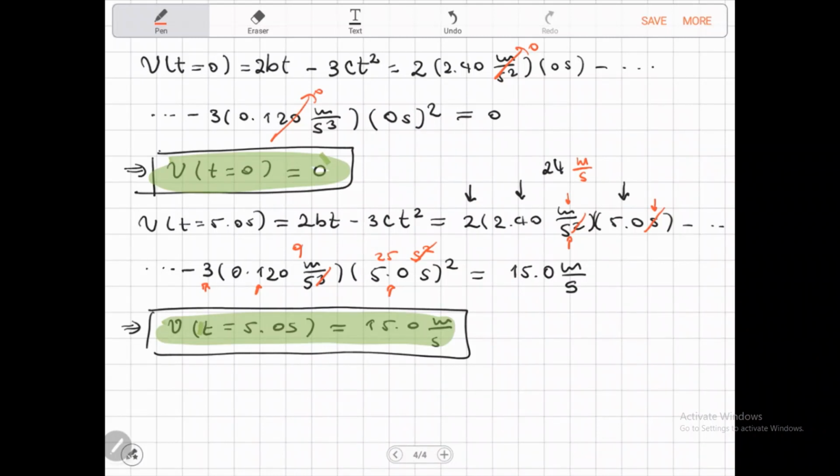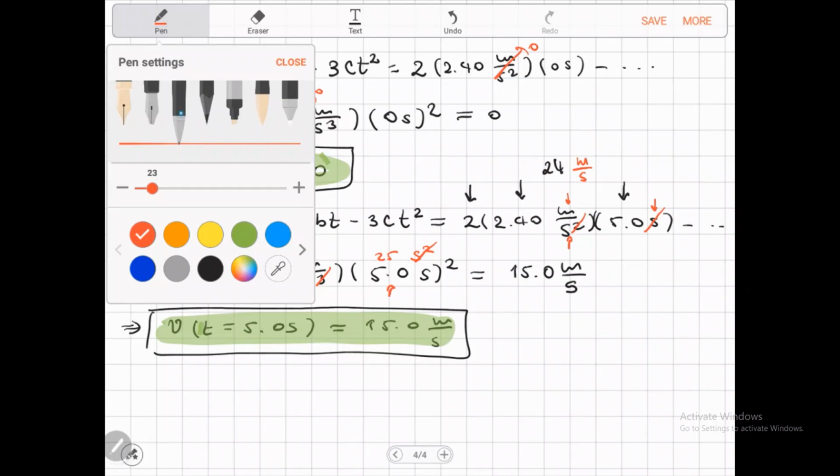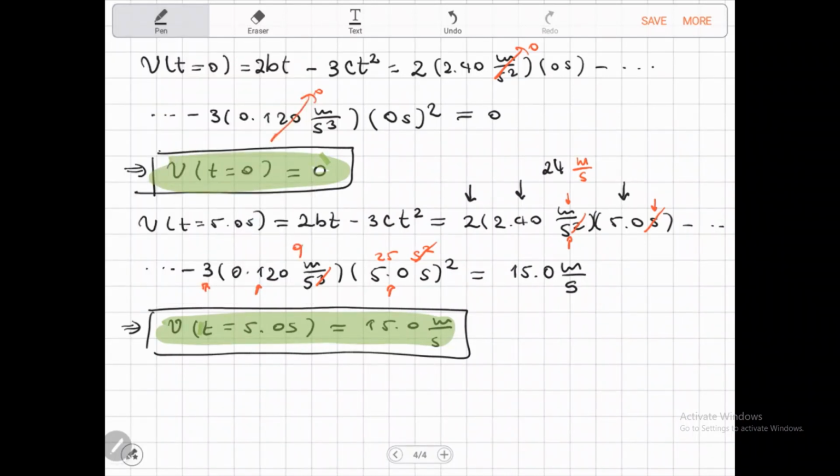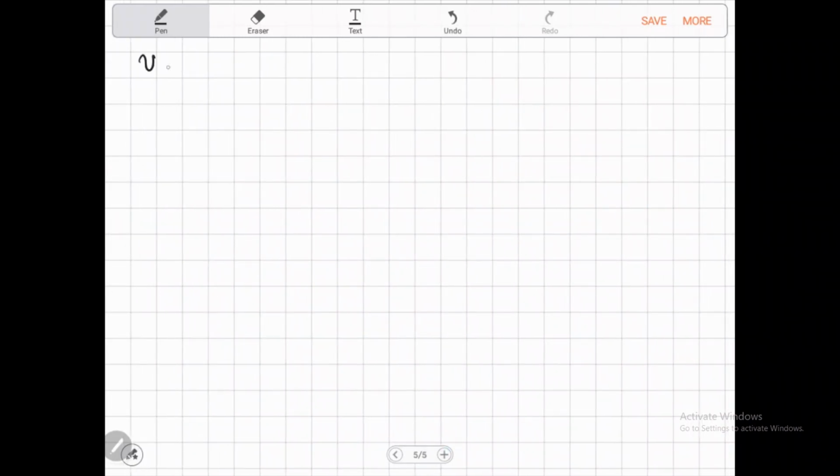Okay, so we do the next part, calculating the instantaneous velocity when the time is equal to 10. So v when time is equal to 10 meters per second. It's the same process.